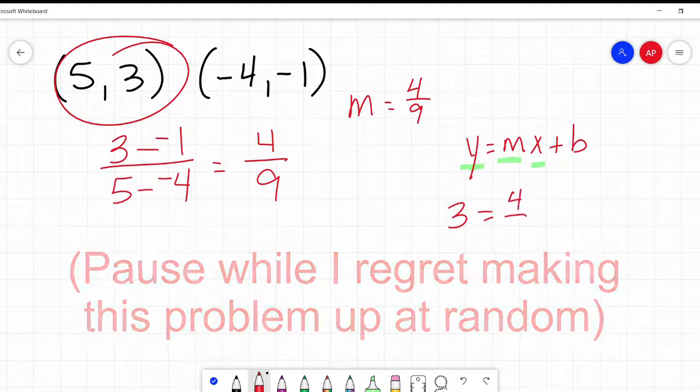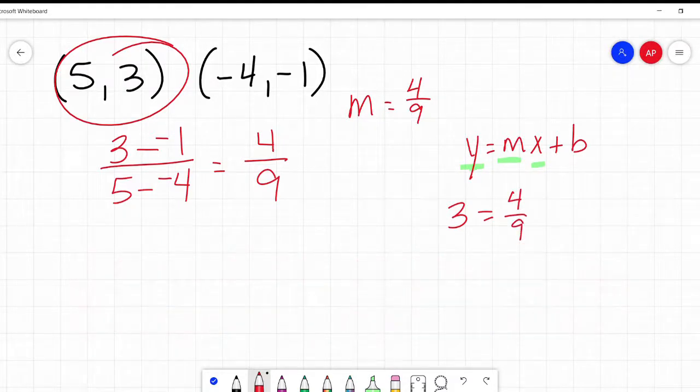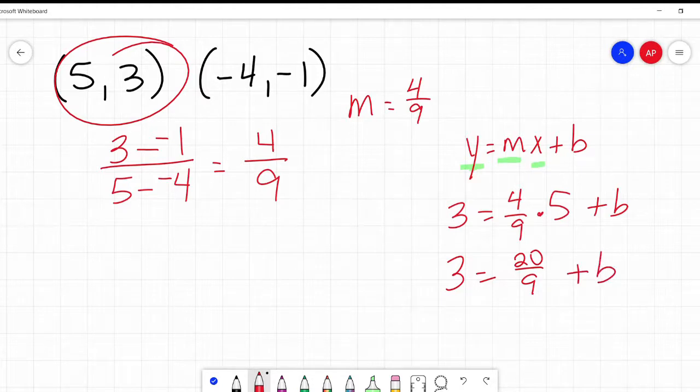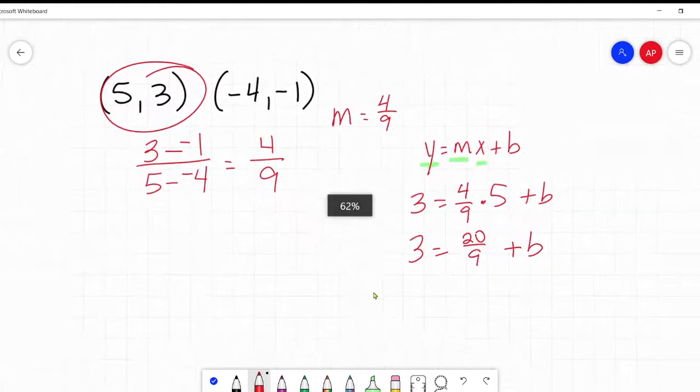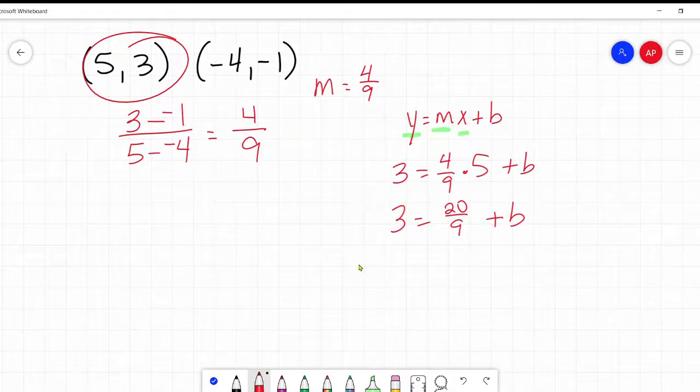Sorry, I was just thinking of something there. 4/9, basically questioning why did I pick this randomly and make it so hard on myself. But anyway, it's done, isn't it? Yep. So I plug in the 5 for x, the 3 for y, the 4/9 for m, and my b stands alone, like in The Farmer in the Dell. Wow, that's an old reference. 4/9 times 5 is 20/9 plus b. Again, why didn't I think this through clearly and pick some points that would make something nice and pretty?